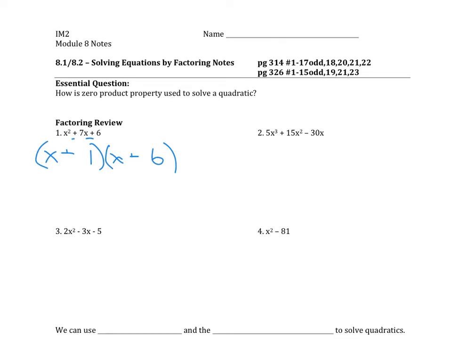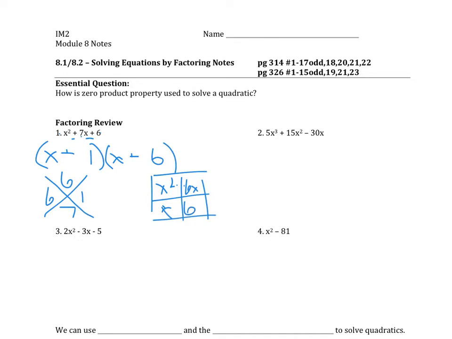Now, if we needed to X box this, which is fine, A times C goes on top, so 1 times 6 is 6. My B is 7, so that goes on bottom. What multiplies to 6 and adds to 7? Well, that's 6 and 1. And then draw our box. And then we get X squared, 6X, 1X, and 6. And again, remember, all of this, X squared, 6X, X, and 6 is just that, because 6X and X is our 7X there.